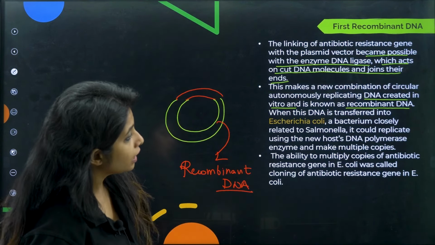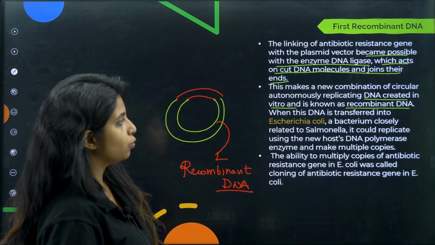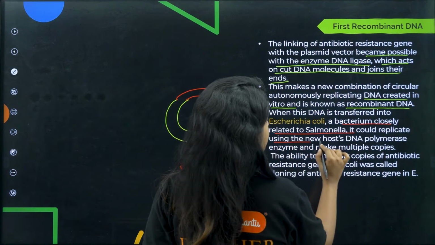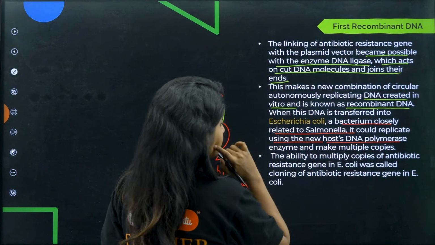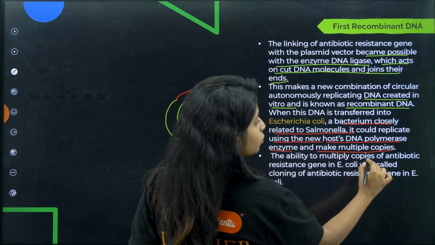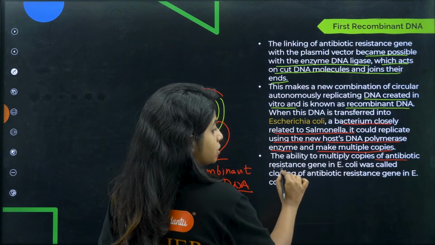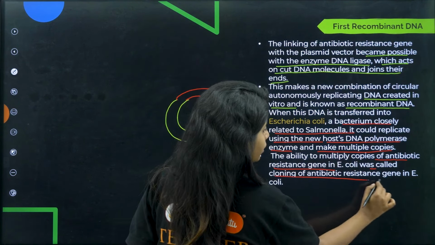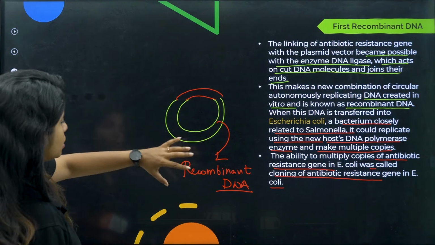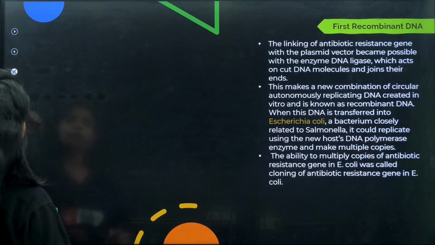Okay, when this DNA is transferred into Escherichia coli, a bacterium closely related to Salmonella, it could replicate using the new host's DNA polymerase enzyme, okay, and make multiple copies. The ability to multiply copies of the resistant gene in E. coli was called cloning of the antibiotic resistant gene. Okay. Listen to me carefully, okay? So, a little backstory, let's go back.